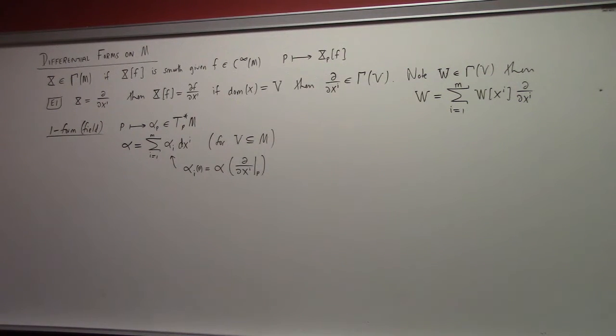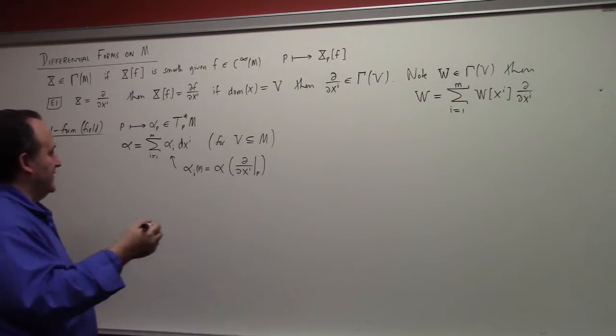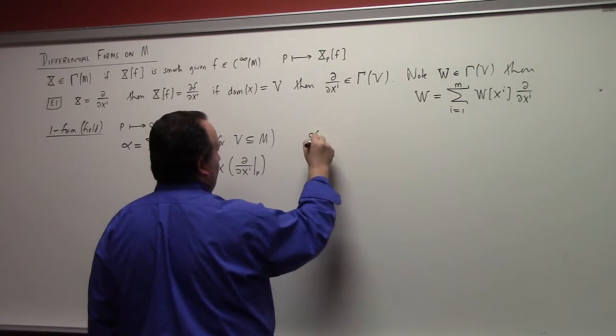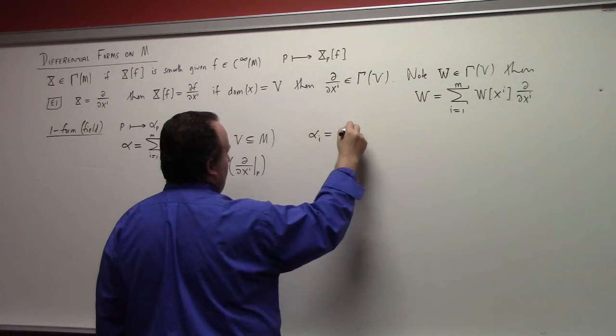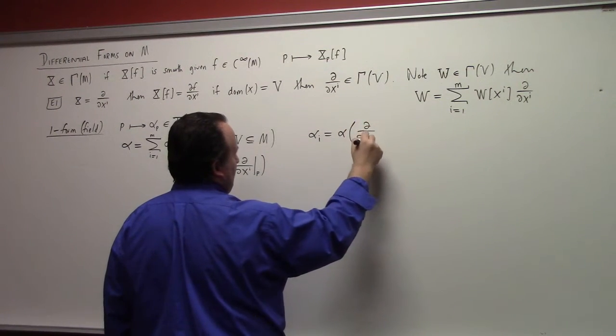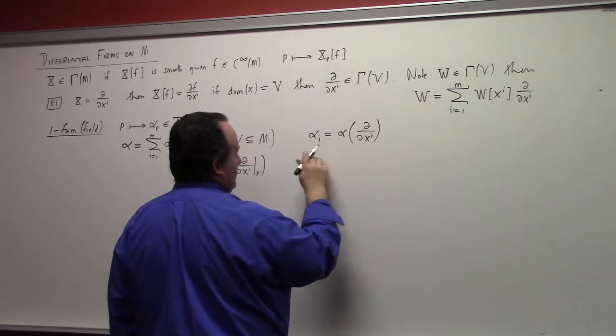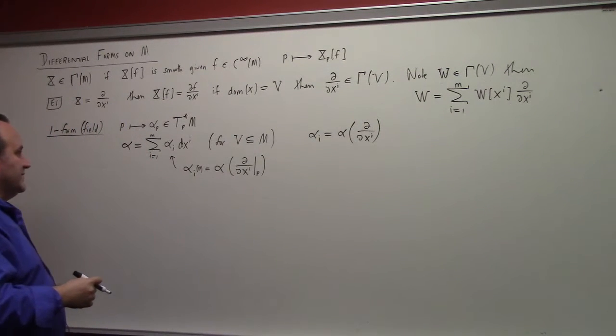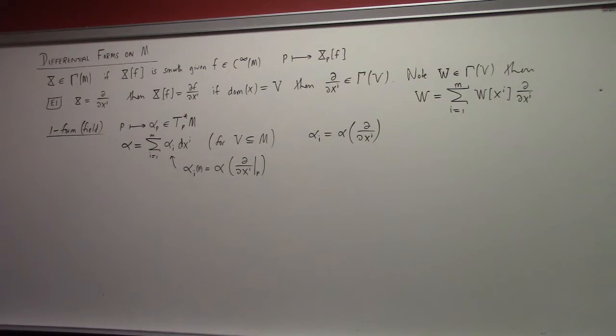And if you just let the P vary, I think you can see that the component functions here, right? Like alpha sub i should be alpha of partial x i. That's how we would calculate the component functions for this one form field.